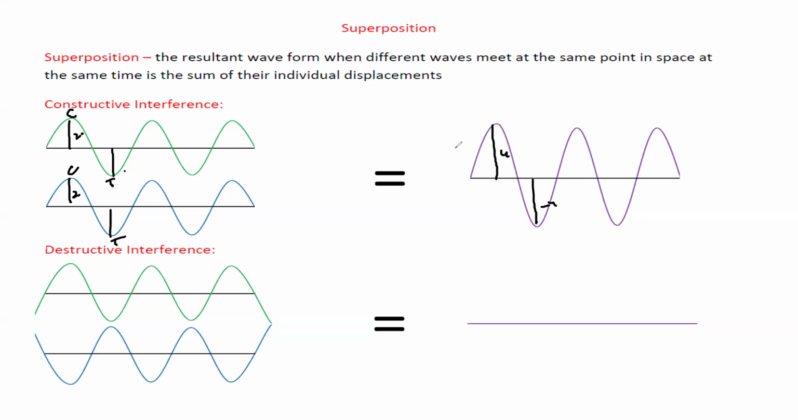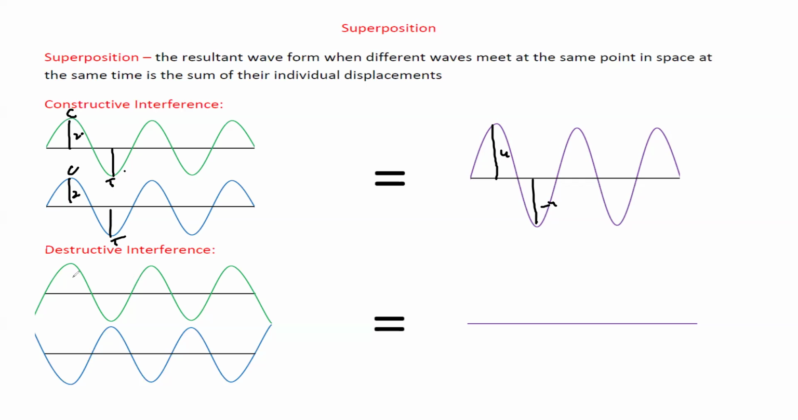As a result, if, for example, this is a light wave, then we'll observe a bright light. If it is a sound, then we'll observe a loud sound. Constructive interference here means that the amplitude of the wave will increase, and the amplitude also affects the intensity. So the intensity of the wave will also increase.